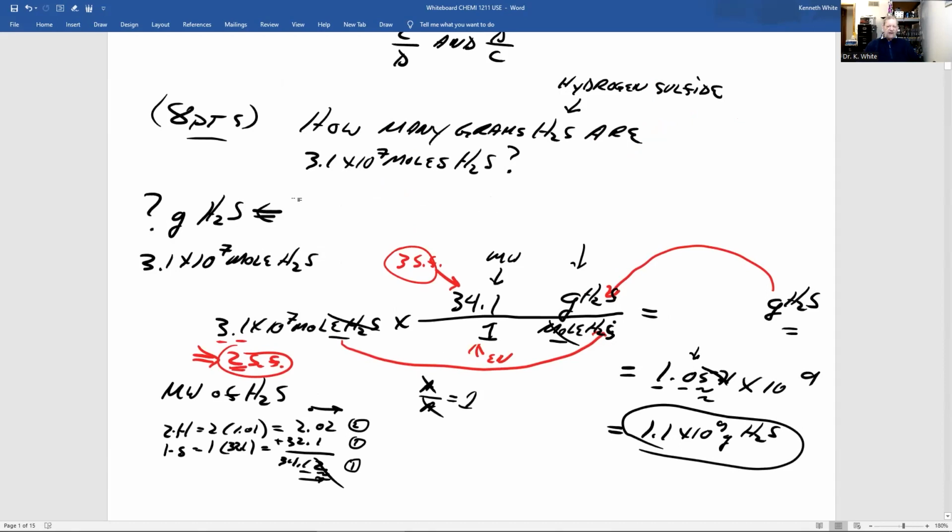Let's go through this again. How many grams of H2S, hydrogen sulfide, are in 3.1 times 10 to the 7th moles of hydrogen sulfide? Figure out, what are you trying to find? Grams of hydrogen sulfide. What are you given? This is the only number we can start with. Figure out, what units do you want to get your answer in? Well, we did that. So here's that.